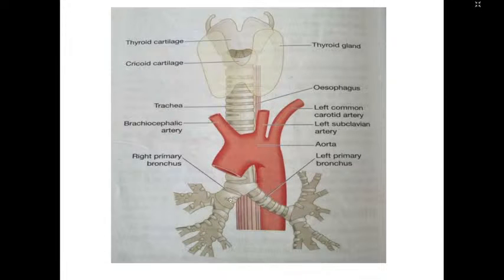And the right bronchus is small. Okay, the right primary bronchus is small in length. The left bronchus is slightly long. You can see this is a very nice diagram. And the right bronchus is more straight. The left is a little angulated. And the right bronchus is a little wider also. You can see this is narrow, this is wide.